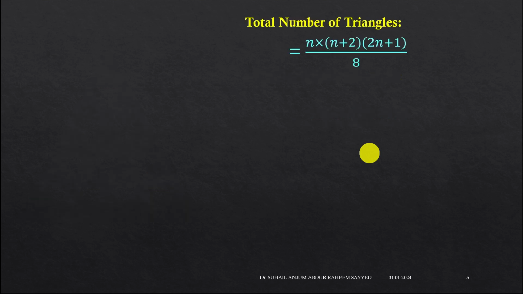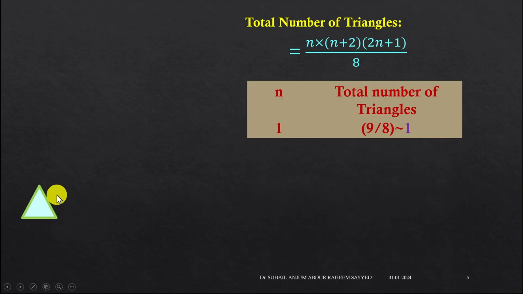Say, for example, we will apply this formula for these different triangles. If we have only one triangle like this at the base, we have n equal to 1. If you put this in this formula, it will be 1 multiplied by 1 plus 2, so that will be 1 into 3, multiplied by 2 into 1 plus 1, so that will be again 3. So it will be 9 divided by 8. Now if you do the integral division, it will be 1. So the number of triangles, if n equal to 1 in this case, will be equal to 1.